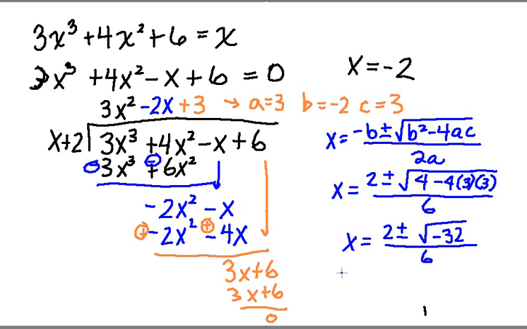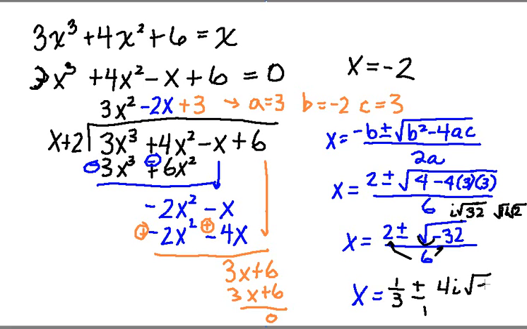And now for my solutions, I can simplify this. Remember that I can put my 6 under this part and under this part. So 2 over 6 is going to simplify to 1/3. That's my real part, plus or minus. Now for this part, I can bring the negative out and I get i square root of 32. But I know that 32 can be broken down into 16 times 2, and the square root of 16 is 4. So I can rewrite this as 4i square root 2 over 6. The i is from when I took the negative out.